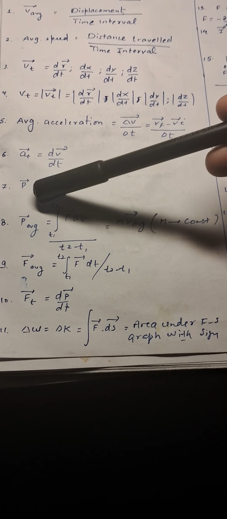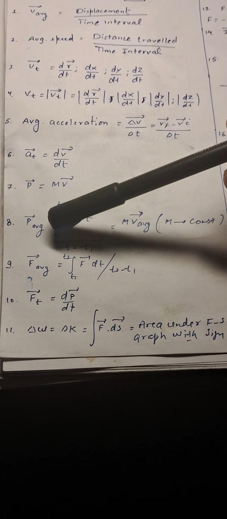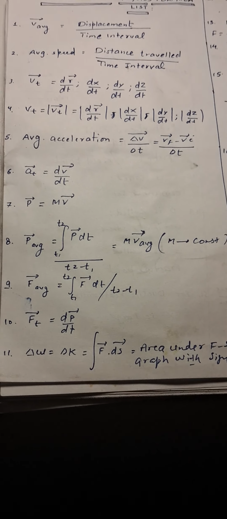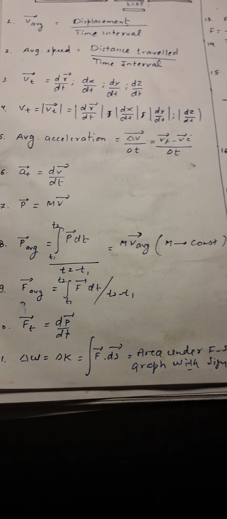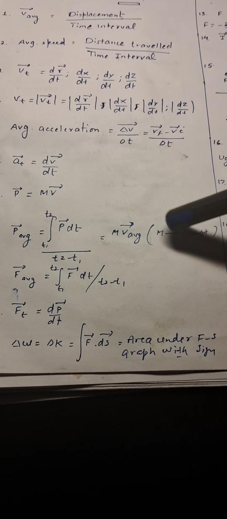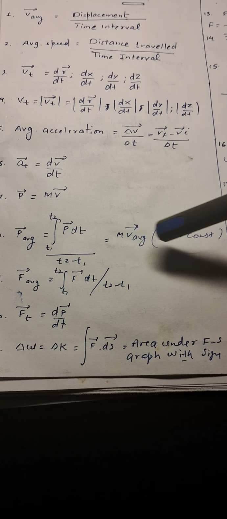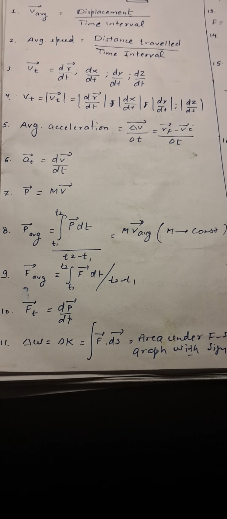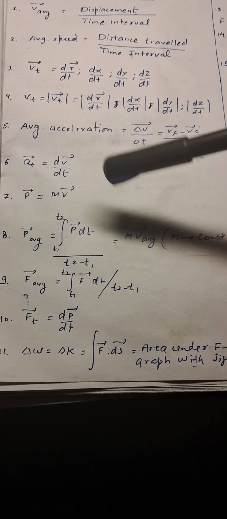Then we have momentum. Momentum is mass into velocity. Then we have average momentum. It is the integration of p dt from t1 to t2 divided by t2 minus t1, which is the definition of average of any physical quantity. But if you calculate it out, it's equal to m into average velocity, assuming that the mass is constant. So that is the definition of average momentum of a body.